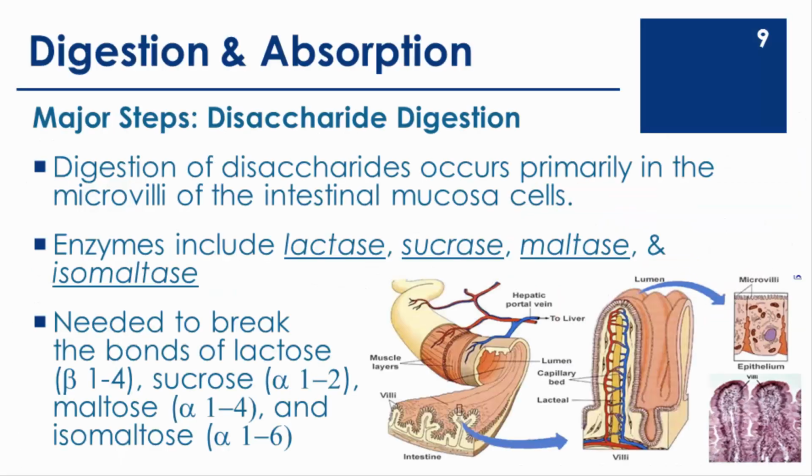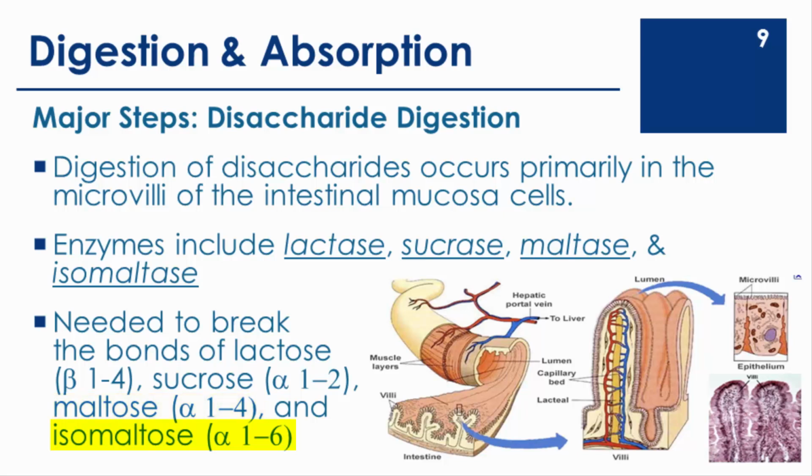Therefore, we see this digestion of the disaccharides occurring primarily at the microvilli of the intestinal mucosa cells. We saw the activity for starch with the amylose and the amylopectin breakdown with the maltase enzyme primarily, but also the isomaltase, with the maltase cleaving the alpha-1,4 glycosidic bonds and the isomaltase cleaving the alpha-1,6 glycosidic bonds.